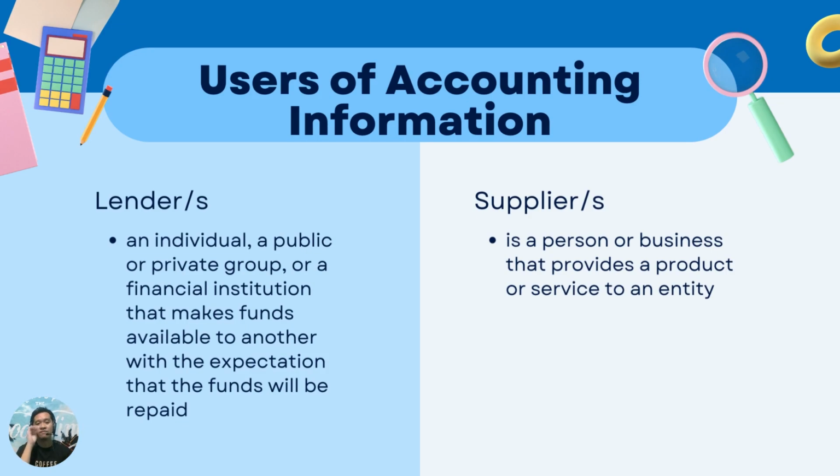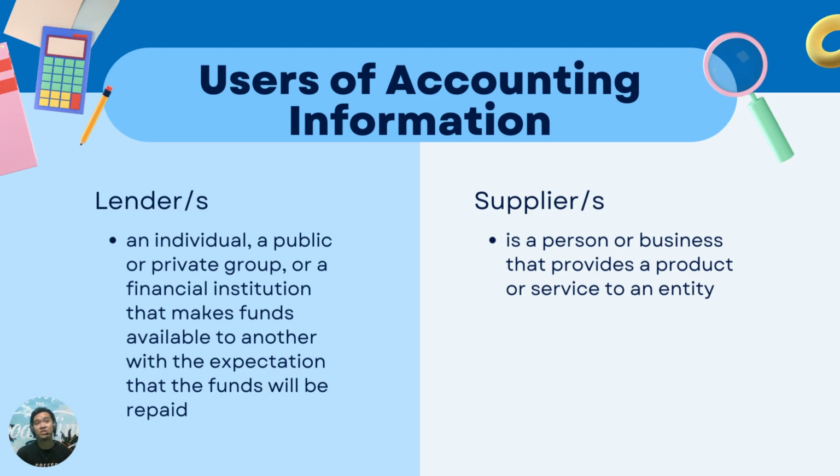Next, we have the lenders, or what we call the creditors. An individual, a public or private group, or a financial institution that makes funds available to another with the expectation that the funds will be repaid. So why do lenders and creditors need financial information, or the accounting information? They need accounting information about a business to help them in their lending decision.